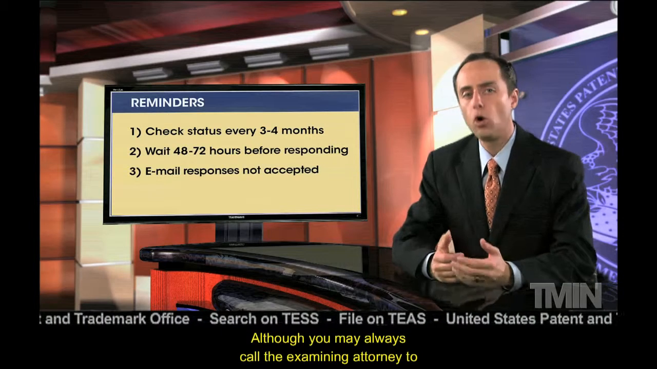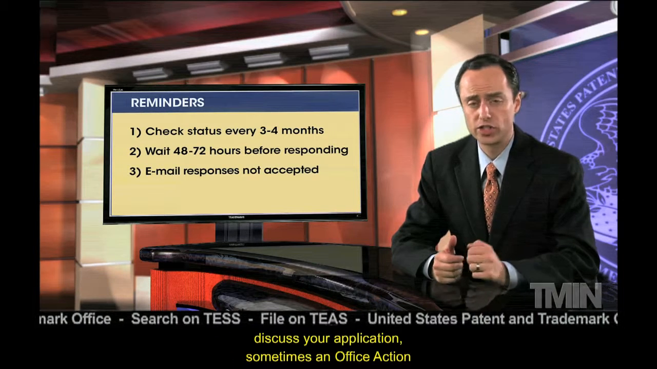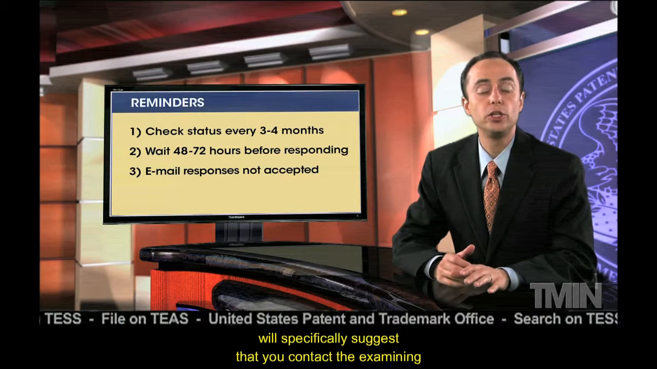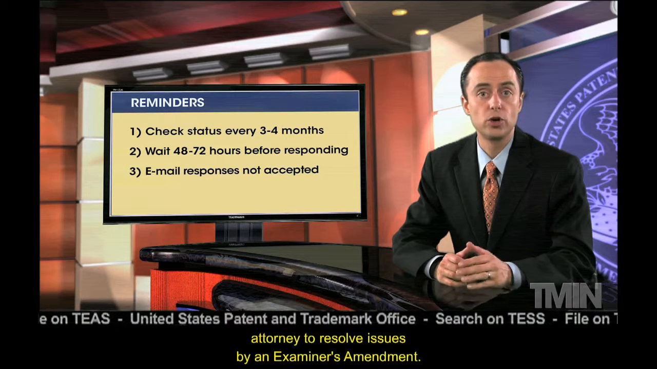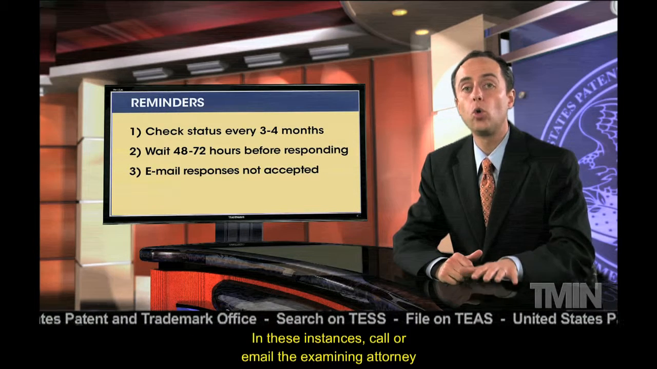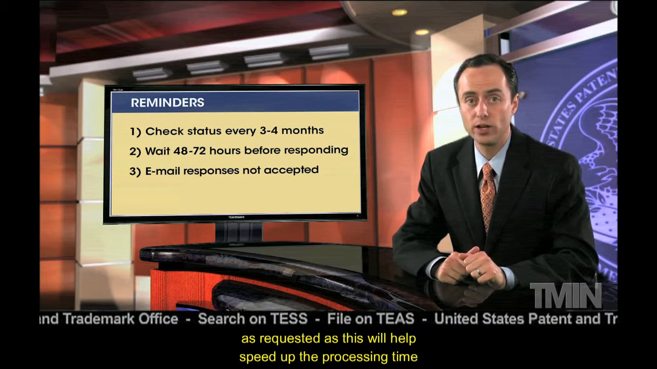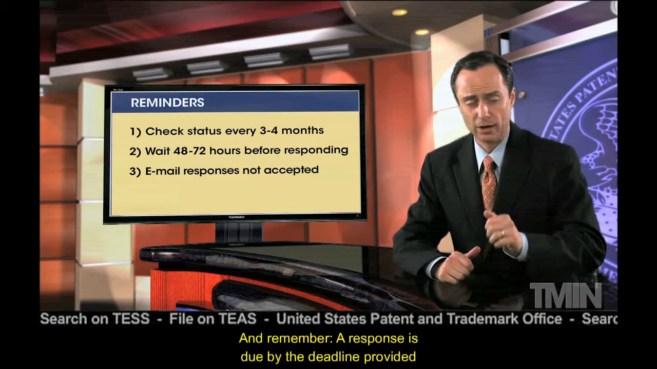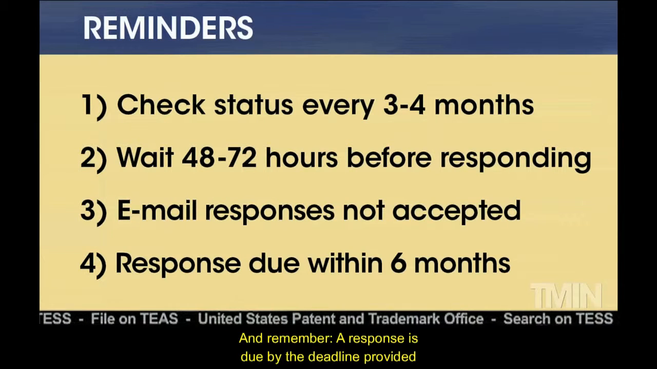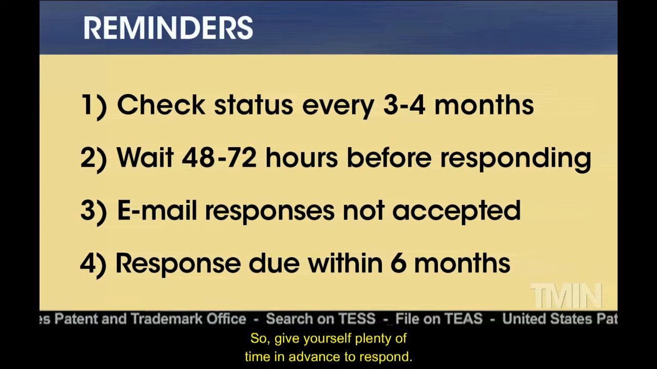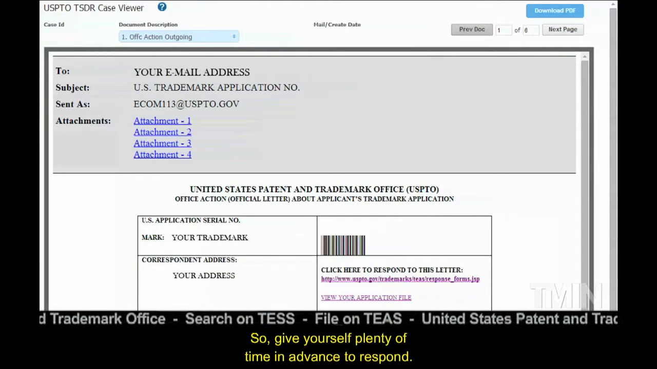Although you may always call the examining attorney to discuss your application, sometimes an office action will specifically suggest that you contact the examining attorney to resolve issues by an examiner's amendment. In these instances, call or email the examining attorney as requested, as this will help speed up the processing time for your application. And remember, a response is due by the deadline provided in your office action. For most office actions, a response is due within 6 months. So give yourself plenty of time in advance to respond.